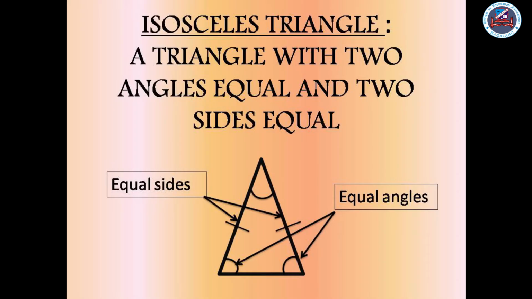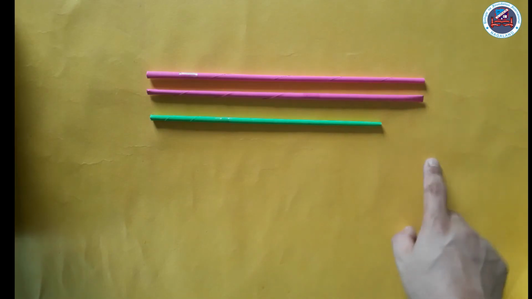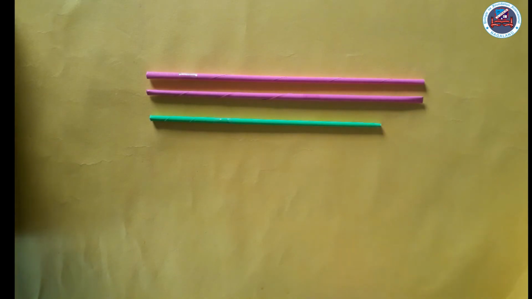The next triangle that we will be learning is isosceles triangle. A triangle with 2 sides equal and 2 angles same are known as isosceles triangle. Here I have 2 lines of the same length and 1 line of different length. So let's make an isosceles triangle.